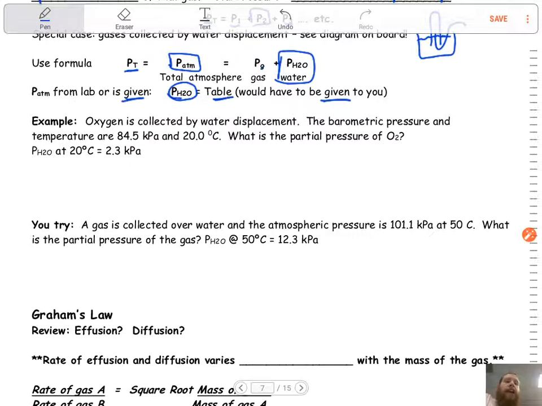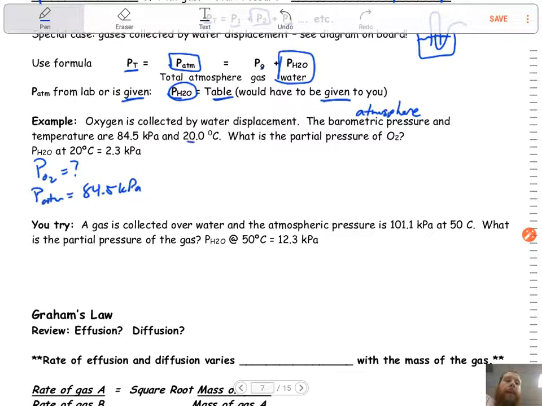So oxygen is collected by water displacement. The barometric pressure, guys, just means atmospheric pressure. Remember, we use a barometer to measure atmospheric pressure. And temperature is such. So what's the partial pressure? We're looking for the partial pressure of oxygen. We're given the atmospheric pressure equals 84.5 kPa.